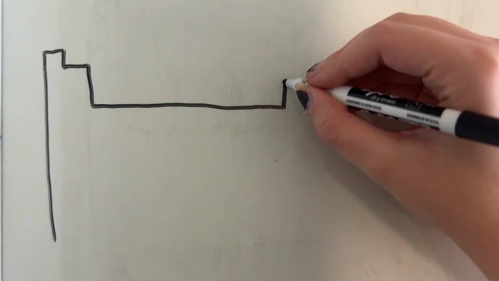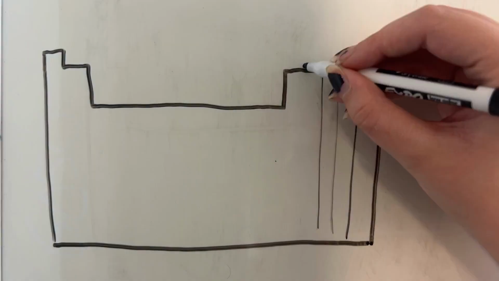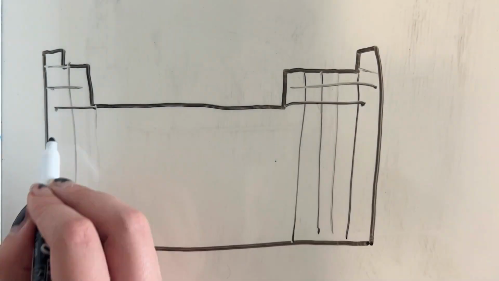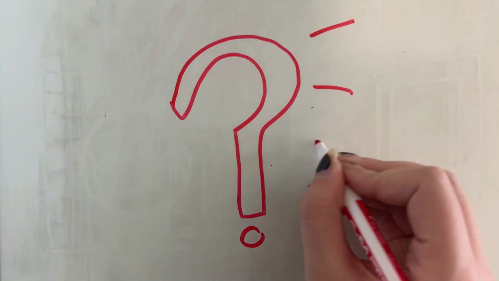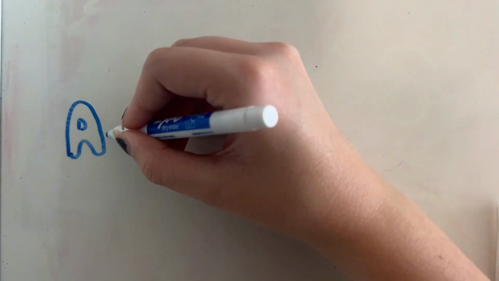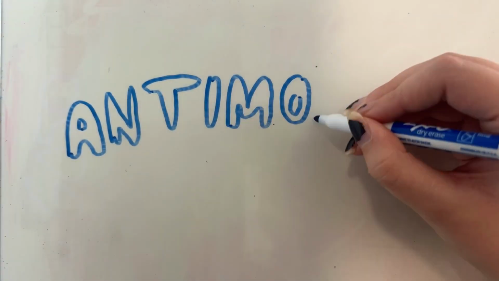The periodic table is made up of 118 different elements, all with different properties and uses. Some of these elements are widely recognized for the way we interact with them, but what about the ones we don't know? One of these more uncommon elements is antimony, represented by the symbol Sb.